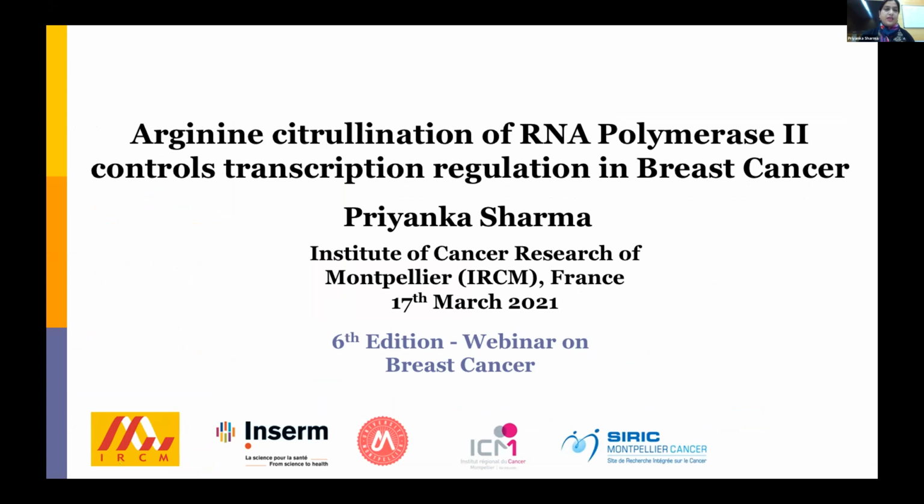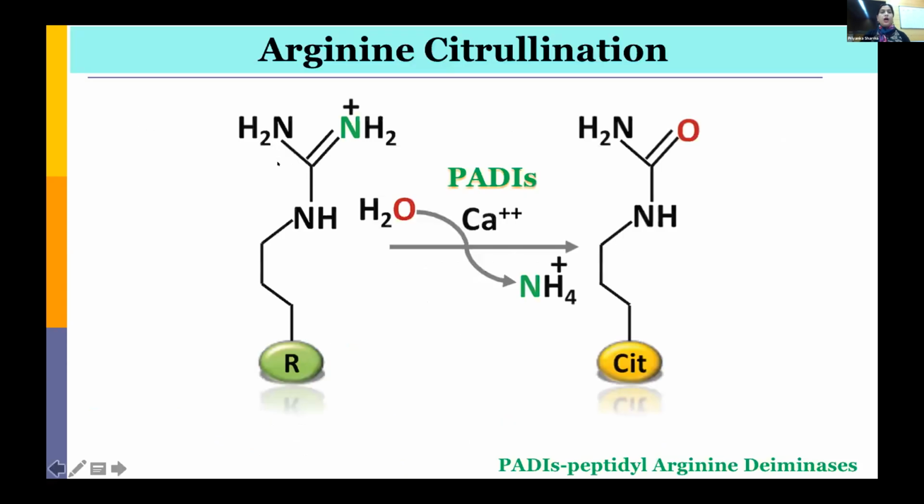And as the title suggests, I will talk about arginine citrullination of RNA polymerase II controlling transcription regulation in breast cancers. First of all, I will start with what arginine citrullination is. Arginine citrullination is a post-translational modification in which peptidyl arginine is converted to peptidyl citrulline with the help of a family of enzymes called PADI, which stands for peptidyl arginine deiminases.